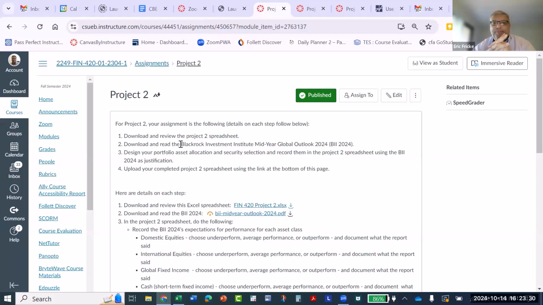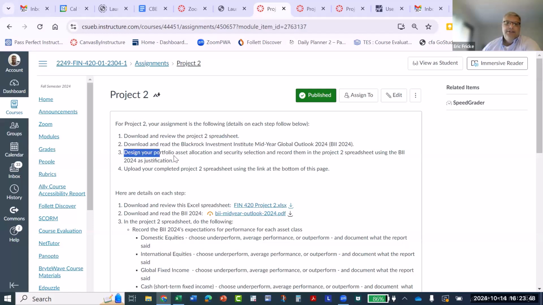And this is the one from the middle of 2024. So we're obviously a couple months into it, but I don't think they're going to come out with a new one until the end of year 2024.